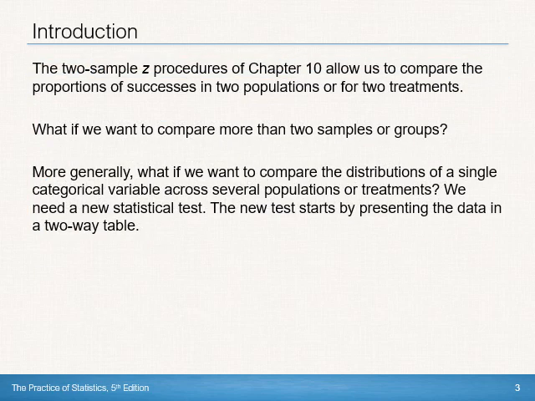In chapter 10, we compared two proportions from two different populations or two different samples, but in this section we're going to want to look at, well, what if they have more than just two treatments or two populations? What if we have three or more?